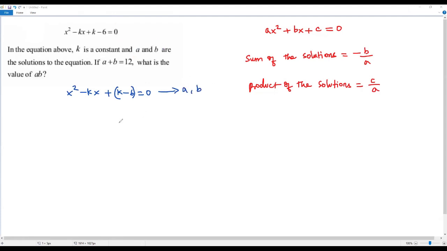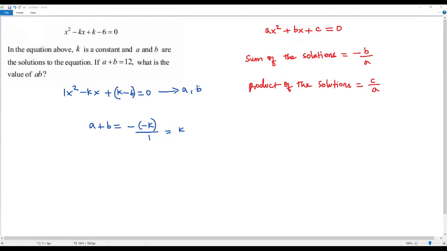Let me write it. Okay, now let's get the sum of the two solutions, that is a + b. The formula is −b over a, where b is the coefficient of x and a is the coefficient of x². So let's write a negative sign first, and take the coefficient of x, that is −k, and divide it by the coefficient of x², which in this case is just 1. Negative times negative becomes positive, and we get k divided by 1, which is just k. Here I got the value of a + b, which is equal to k.